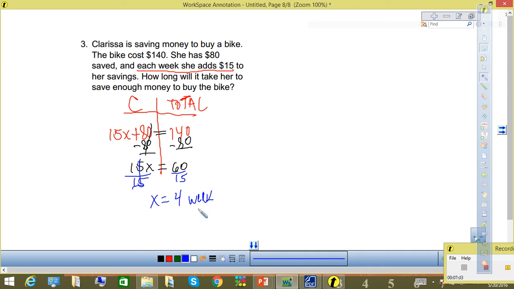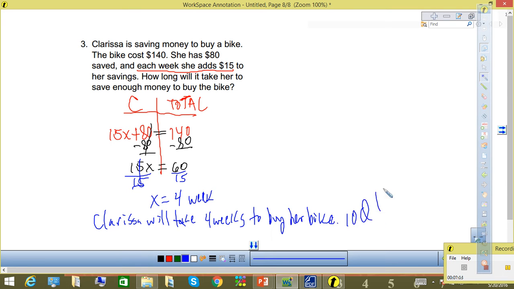And once again, reminder, to any word problem, you need to write your statement at the end. So the question was, how long will it take her to have enough money to buy the bike? Clarissa will take 4 weeks to buy her bike. Thank you.